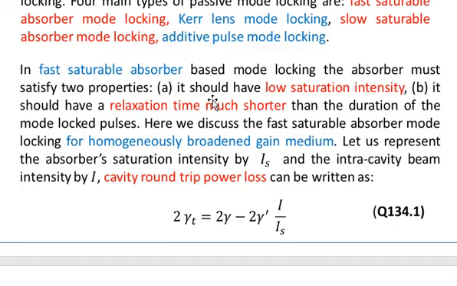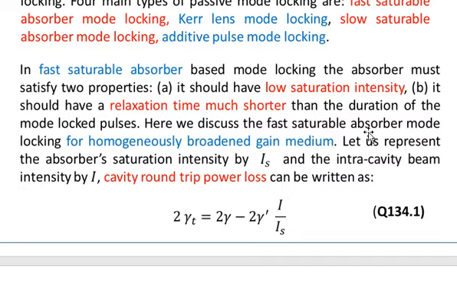Let me say again, it should have low saturation intensity, which means that the absorber becomes saturated even at low values of intensities. And the second condition is that it should have a relaxation time much shorter than the duration of the mode locked pulses. Relaxation time means that if the absorber is at one time in a saturation condition, then it becomes unsaturated spontaneously without any delay.